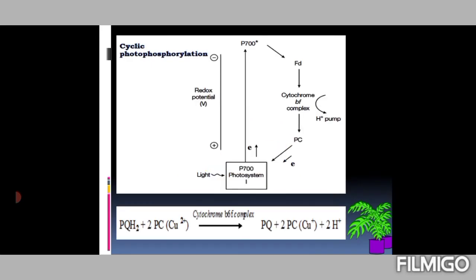Now, we can study cyclic photophosphorylation using this diagram. This is PS700, from where, upon light fall of photons, the high energy electron is released. The high energy electron moves to a higher level, uphill along the redox potential. It reaches here, where it is accepted by a primary electron acceptor. From there, it goes through certain electron acceptor assemblies and comes back to the same position.